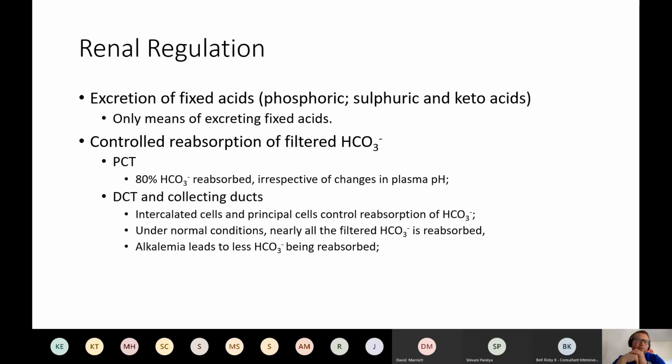Where the control comes in is in the distal convoluted tubules and collecting ducts, and this is done by the intercalated cells and the principal cells. Under normal conditions, nearly all the bicarbonate is reabsorbed. But if the body is alkalotic, less bicarbonate is reabsorbed, more bicarbonate is excreted into the urine and makes the pH of the urine rise.